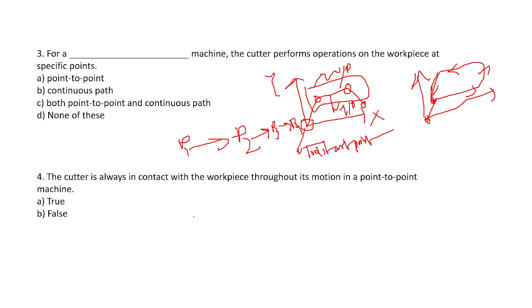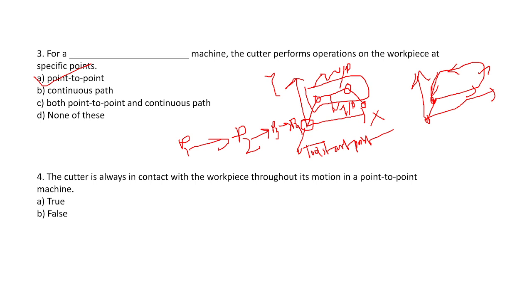Okay, so for NC programming, one question is given. For point to point programming, the cutter performs operation on the workpiece at a specific point. You can say it will start from a specific point, and at a specific point it will end. So the question was: for a point-to-point machine, the cutter performs operation on the workpiece at a specific point. So this will be the right option. Okay, from the figure itself, you can refer to this.